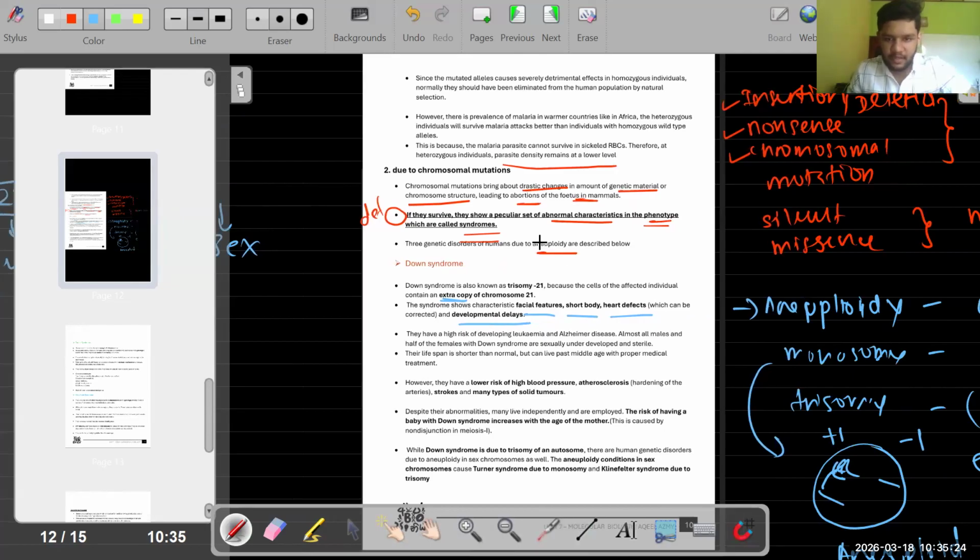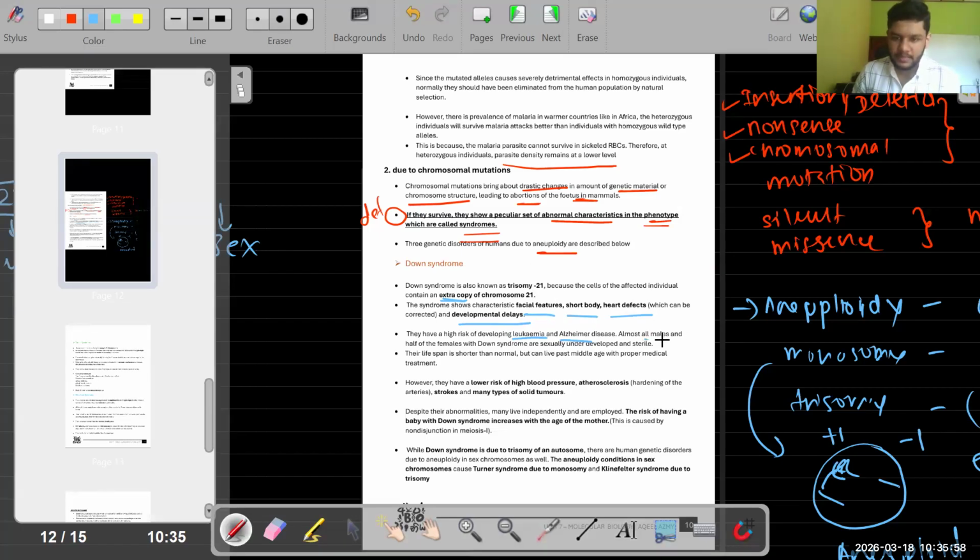They have a high risk of developing what type of diseases? Leukemia and Alzheimer's disease. Leukemia, you haven't come across, okay? But you have come across Alzheimer's. Can you remember where we came across this disease? In which lesson? Can you remember? Nervous system, Alzheimer's disease, right? There we came across this Alzheimer's disease.